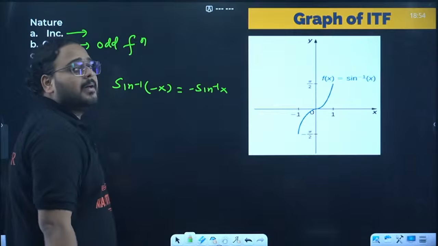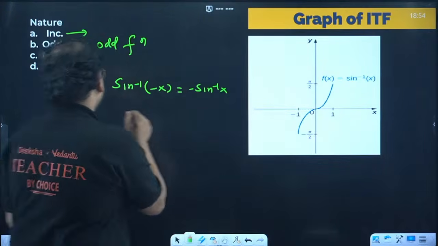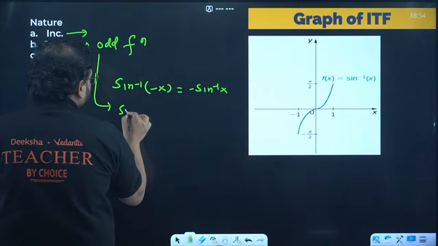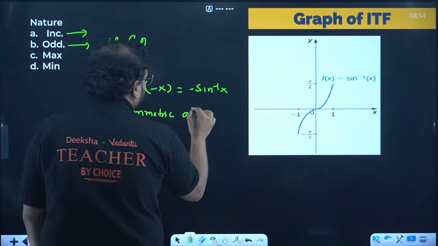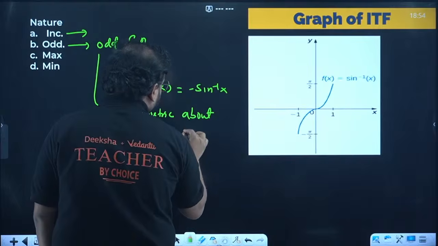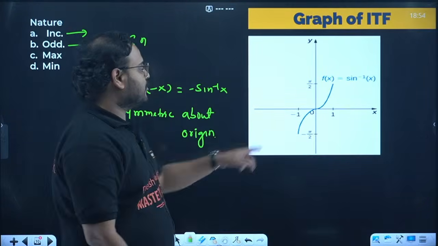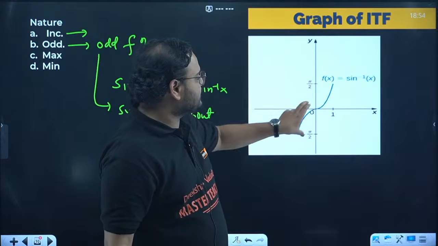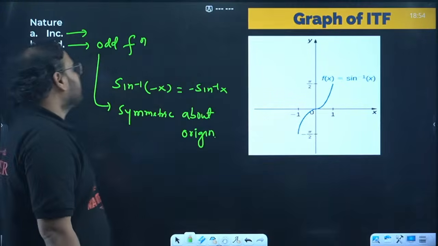How can we say that? Because odd functions are those functions which are symmetric about the origin. So about this origin, you can see this part and this part are symmetric, which means they are reflected about the origin. Okay, that's the odd function.